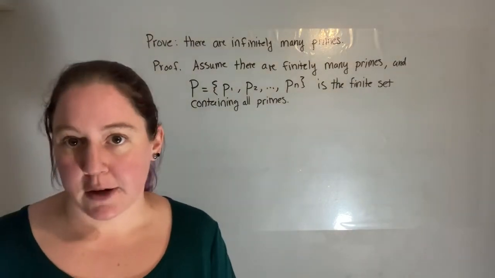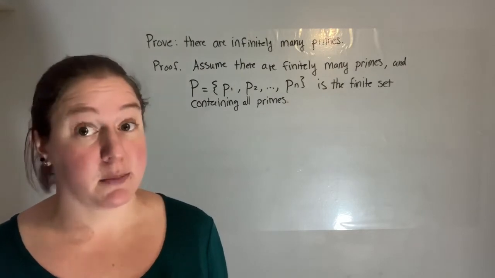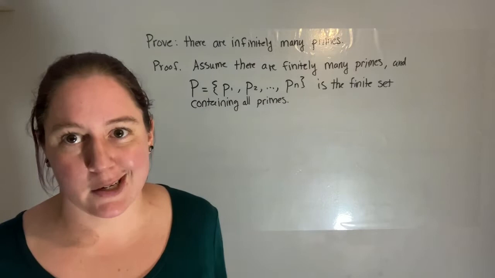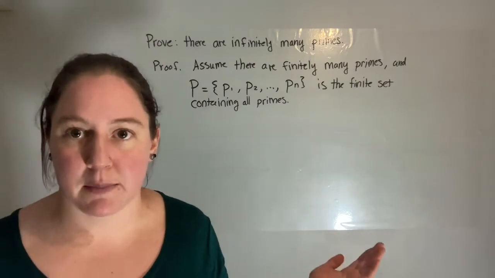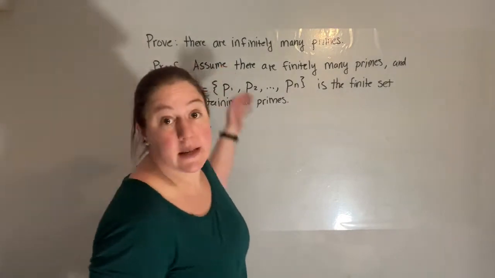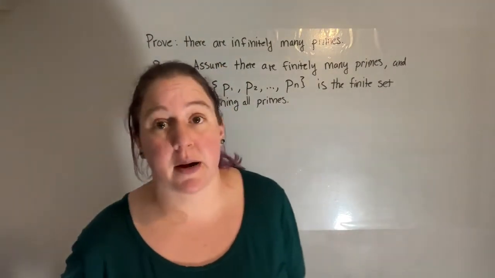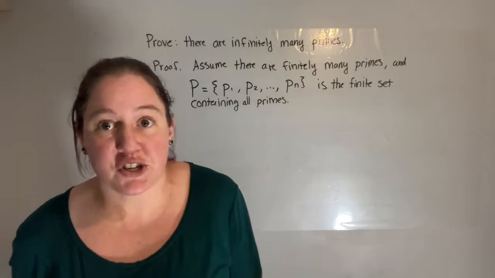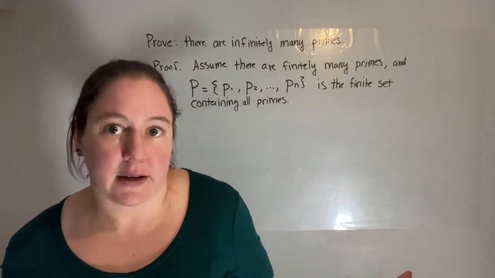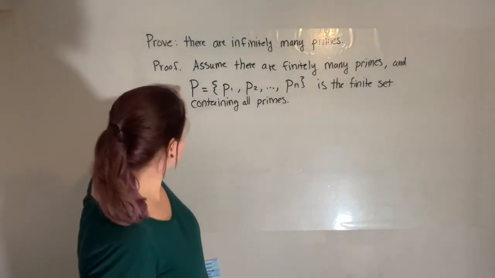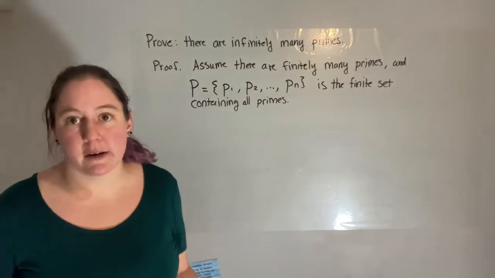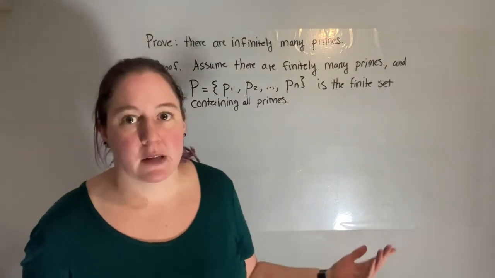And we're going to do this by contradiction, which means we start by assuming the opposite of what's true, and we show that that causes a problem. And when it causes a problem, it means the original statement was true. So we start by assuming the opposite, which is that there are finitely many primes. So for some integer n, there are n primes, and we can list them out in a finite set. So this is our finite set P, which contains p1 through pn, which will be our list of all of the primes, assuming it's finite.